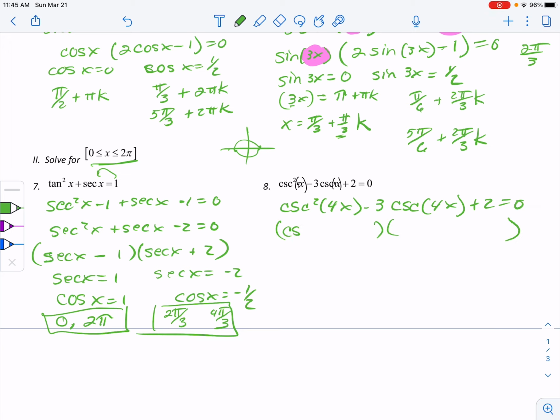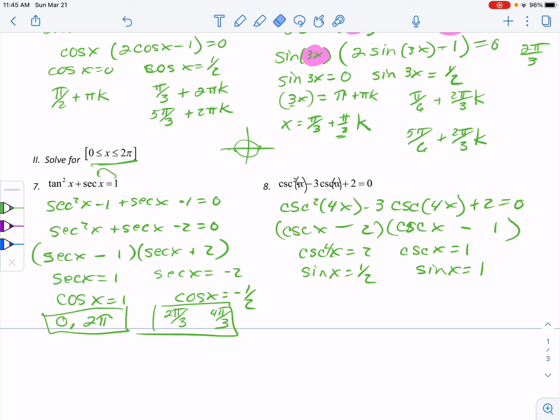So I have the cosecant of x and the cosecant of x. 2 and 1 are the only choices. Since it's negative 3 in the middle, they're both negative. So I have the cosecant of x equals 2 and the cosecant of x equals 1, which means that the sine of x is equal to 1/2 and the sine of x equals 1. The sine is 1/2. Oh, this should be a 4, sorry.